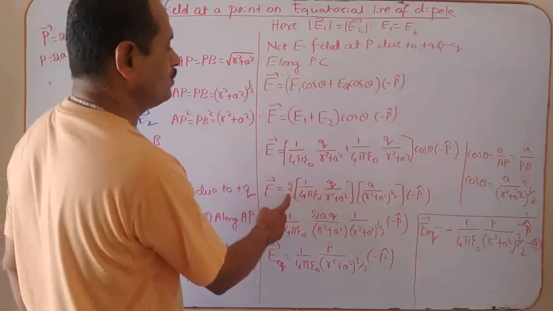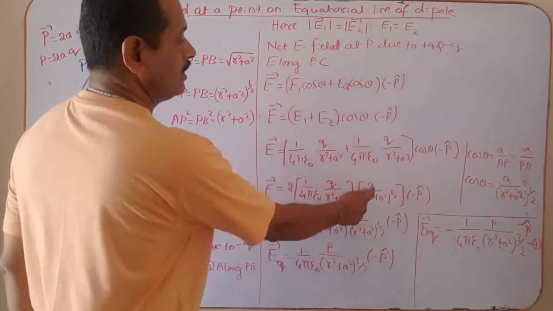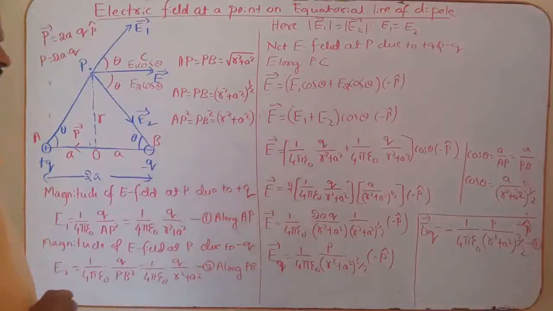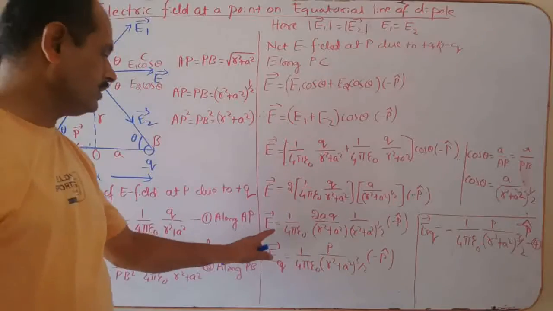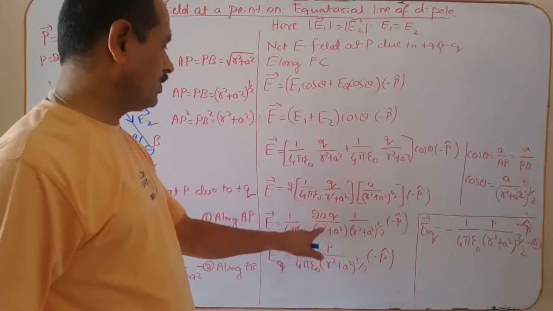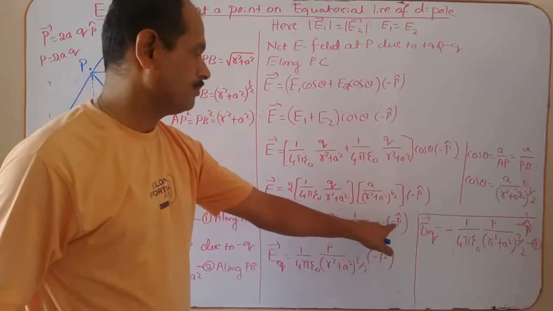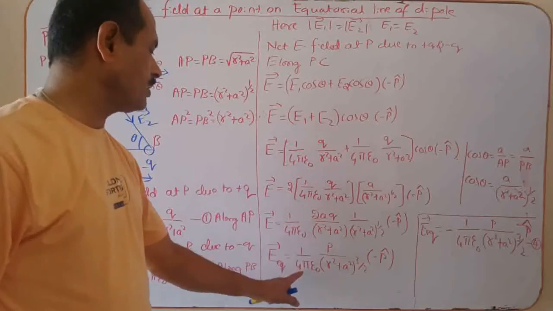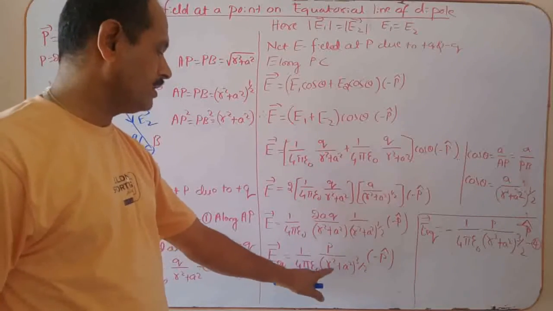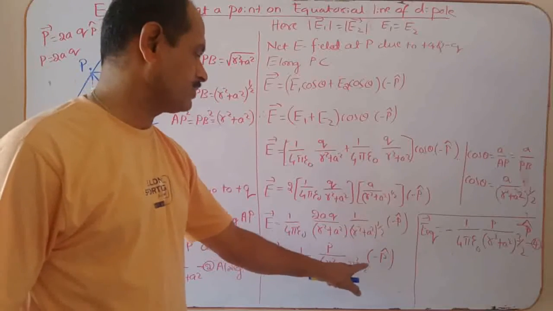Then vector E is equal to 2, because of the same term, 2 into 1 by 4 pi epsilon Q divided by R square plus A square. Now cos theta is A divided by R square plus A square raised to 1 by 2, minus P cap. Now vector E is equal to 1 by 4 pi epsilon 2AQ divided by R square plus A square into 1 divided by the remaining R square plus A square raised to 1 by 2, minus P cap. E equatorial means electric field at a point on the equatorial line: 1 by 4 pi epsilon P divided by R square plus A square whole raised to 3 by 2, since 1 plus 1 by 2 becomes 3 by 2, minus P cap.